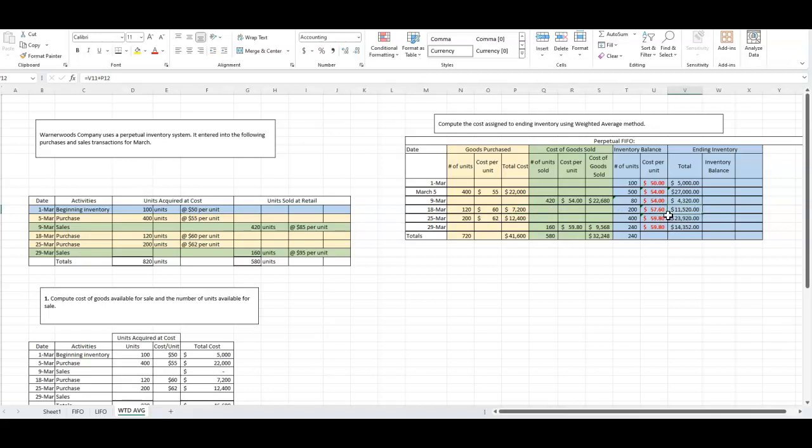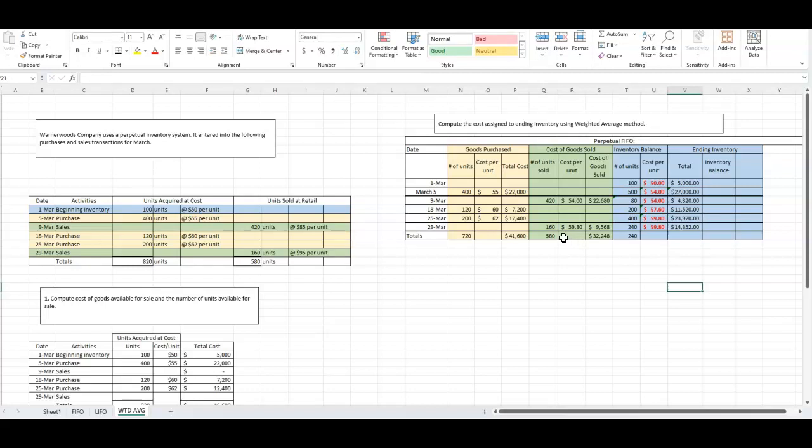When I purchase the next one, you re-average. You look at the equation. It's total cost divided by total units available, and that gives you your weighted average cost per unit. Now we're going to buy 200 more units. So 200 units I had before plus 200 units I purchased gives me 400 units available. The cost was $11,520 before this purchase. Then I purchased $12,400 more, which gives me a total of $23,920. Divide 23,920 by 400 to get the cost per unit. This is the weighted average cost per unit.